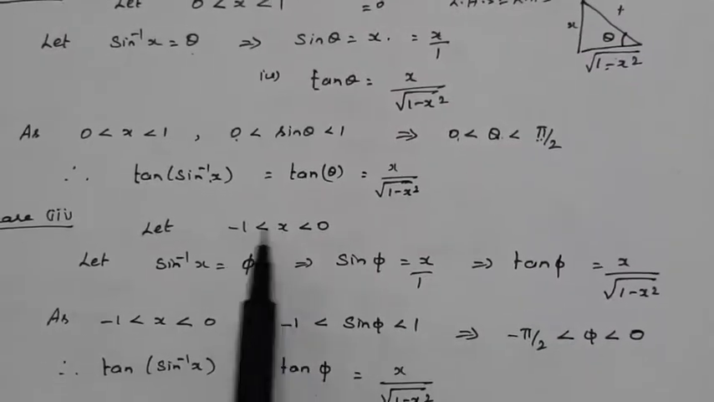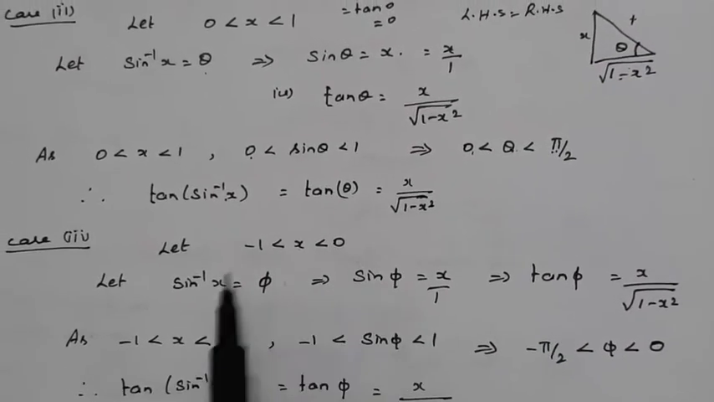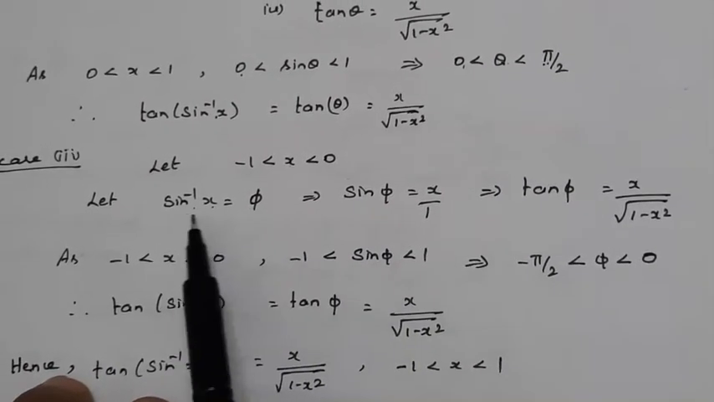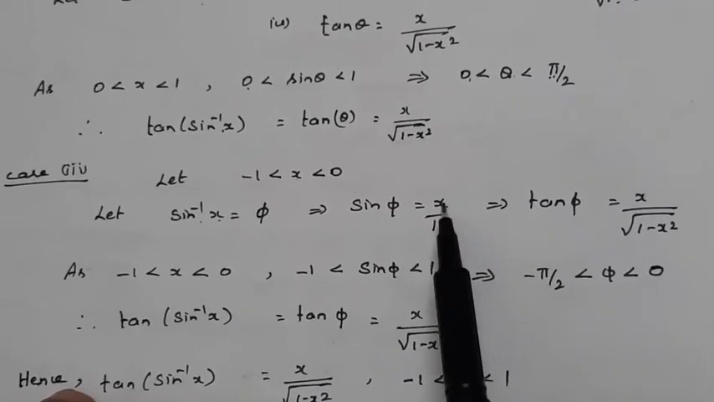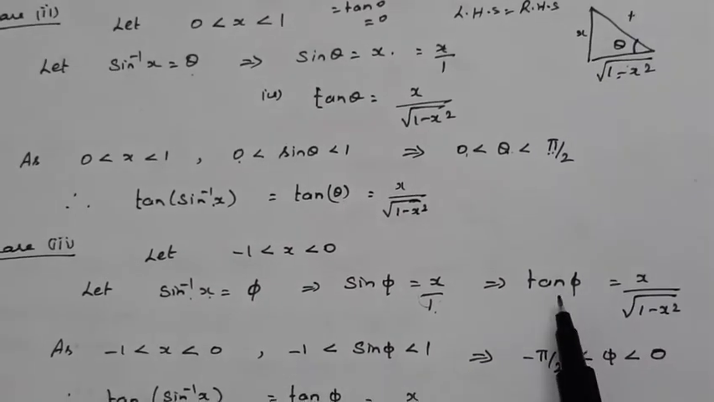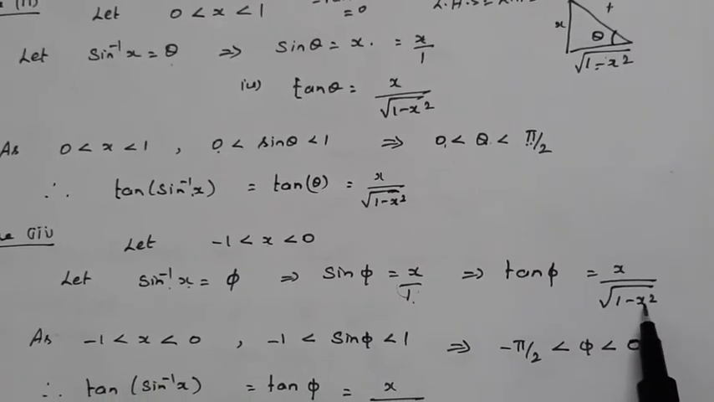Now coming to the third case, that is if x belongs to the open interval minus 1 to 0. When x belongs to the open interval minus 1 to 0, again let us take the sin inverse of x to be some angle phi. So sin phi is equal to x. Again rewrite x as x by 1. So by using the same method, tan phi will be x divided by root of 1 minus x square.